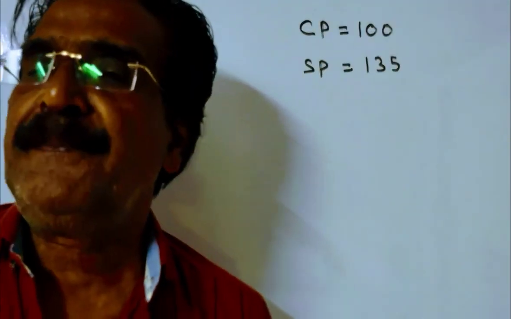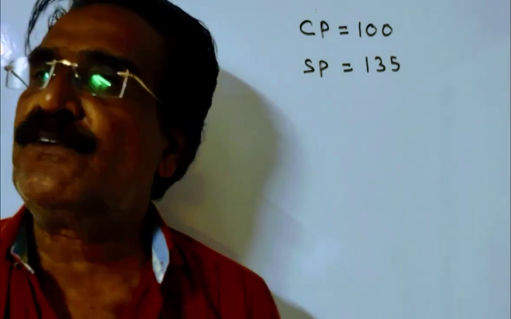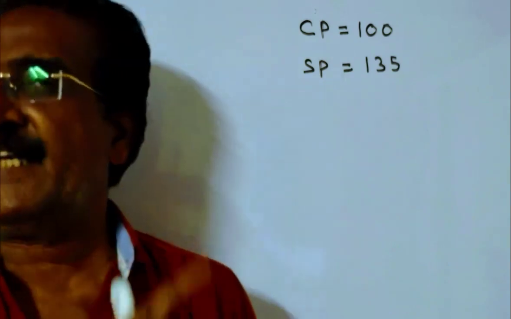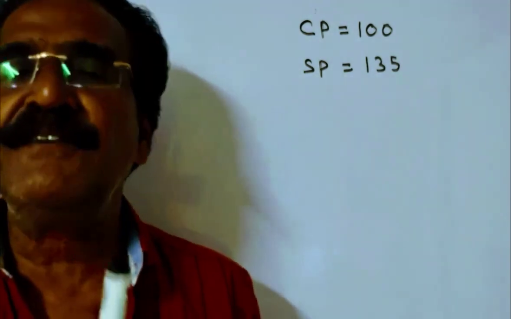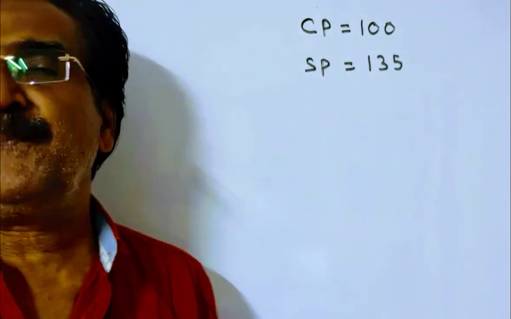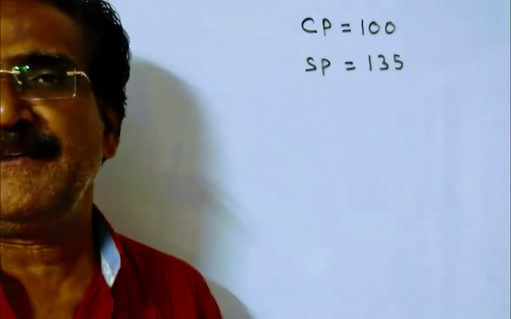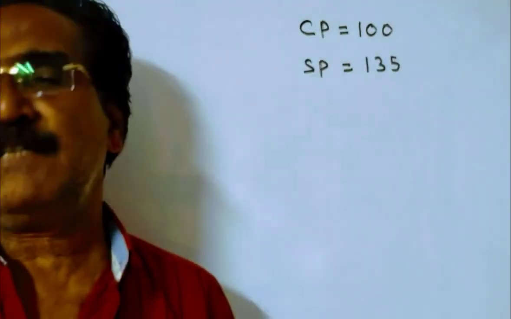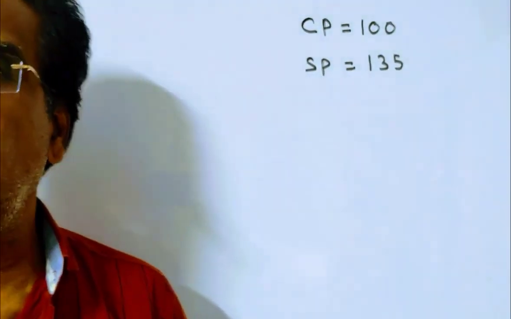See friends, a shopkeeper sells his articles at a discount of 4% and also offers one article free for purchase of every 15 articles, and thus he gains 35%. Here the question is: by what percent above the cost price was the article marked?